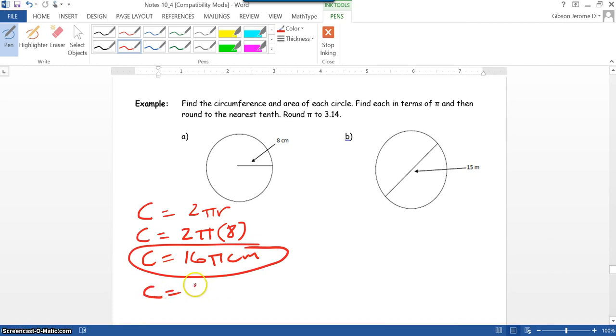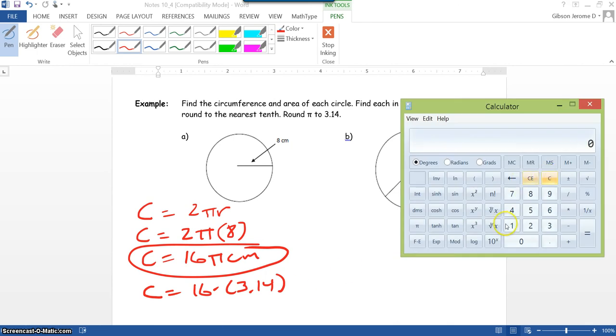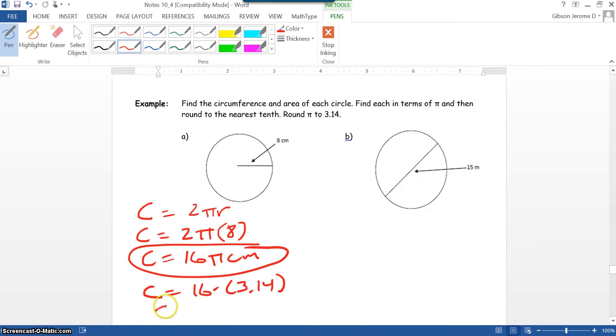And then we would do the other answer. It would be 16 times 3.14. And we will put that in a calculator. That would give us 50.24. And that's centimeters. And remember, that's an approximation. Now, that takes care of our circumference.